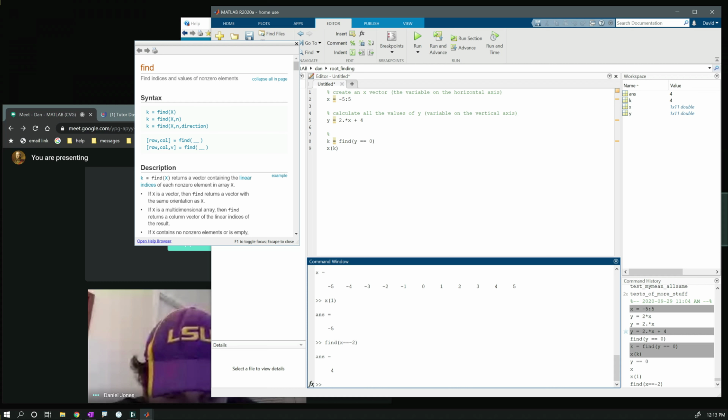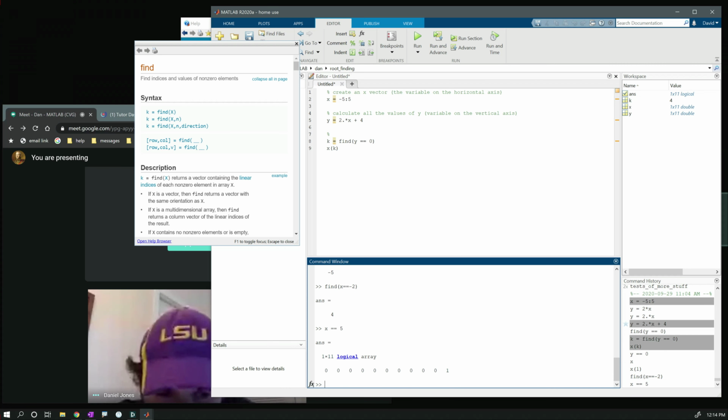Right? And what if I just said x equals 5? Now this is going to create that logical array of false or true based on whether that element of x is 5. So it should be false, false, false, false, false, false, and then true right at the end. There it is. And if you put 5 equals ABS 5, then it'd be true on both ends.